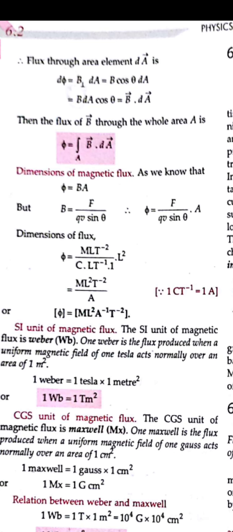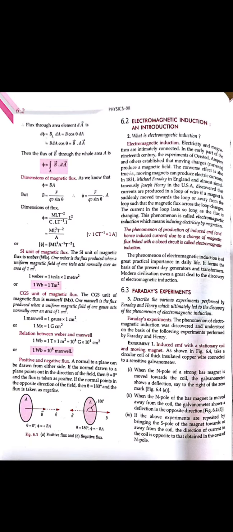So this is what the magnetic flux is. And in this chapter we're going to see that whenever there is a change in the magnetic flux, it will induce some current. The first time this was shown was by an experiment done by Faraday.